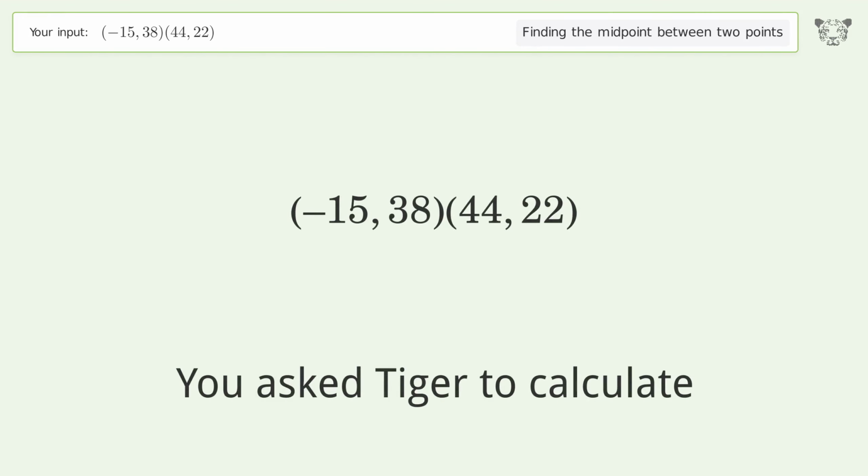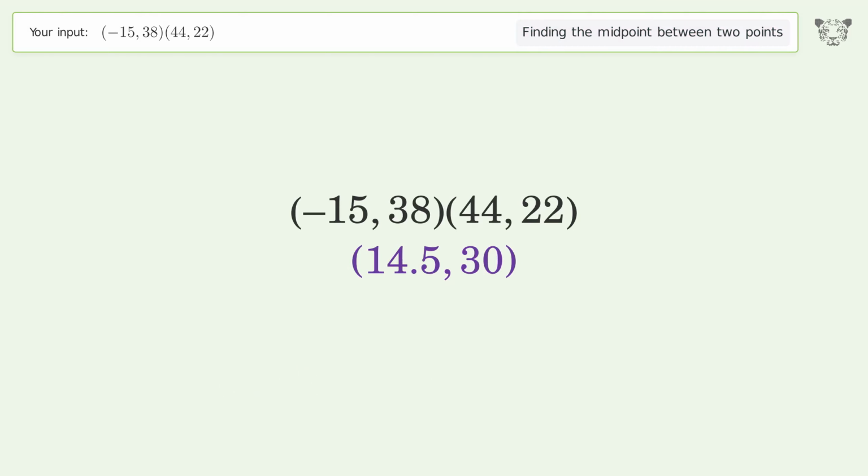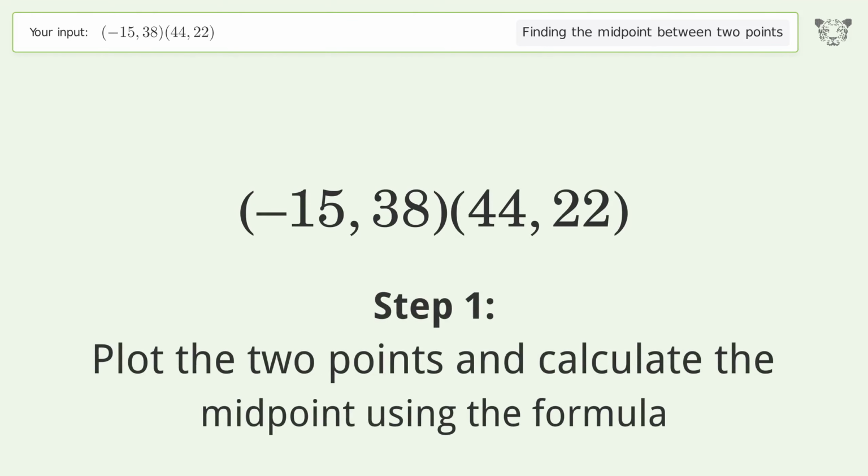You ask Tiger to calculate. This deals with finding the midpoint between 2 points. The midpoint between the 2 points is 14.5, 30. Let's solve it step by step. Plot the 2 points and calculate the midpoint using the formula.